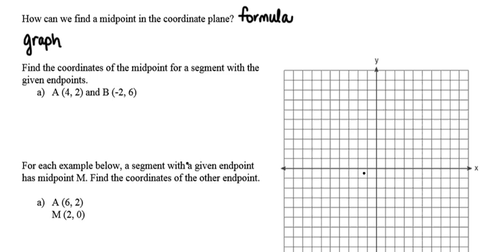So it says find the coordinates of the midpoint for a segment with the given endpoints. Just like the first example, because we haven't been given a picture, I'm going to go ahead and plot these on the coordinate axes so that I get a nice visual understanding of exactly what it is that I'm working with here in this question.